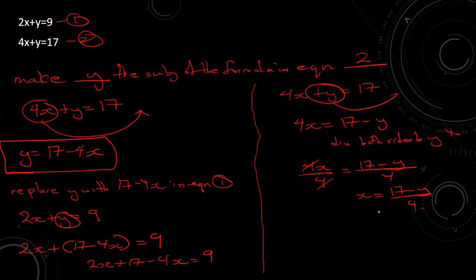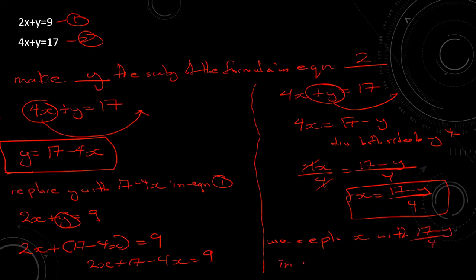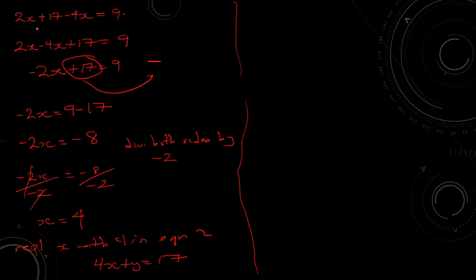We want to use x. Okay, we want to use this one. And let's see if we can get the same answer. So here, x equals 17 minus y over 4. We got this from equation 2. So we replace x with 17 minus y over 4 in equation 1. Okay, from equation 1.